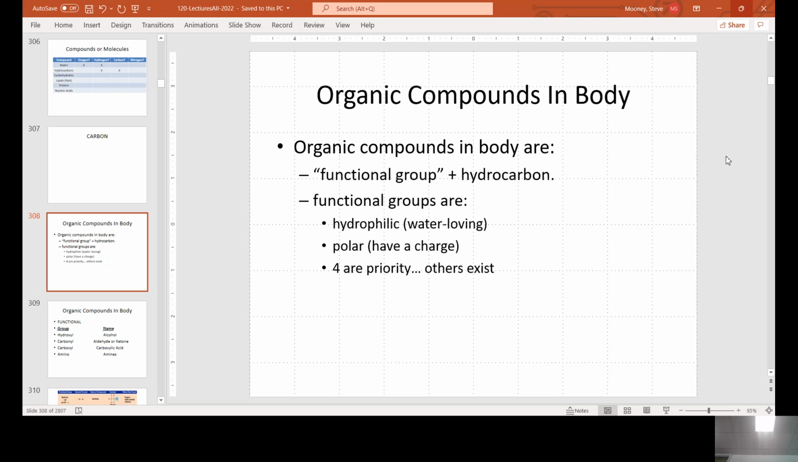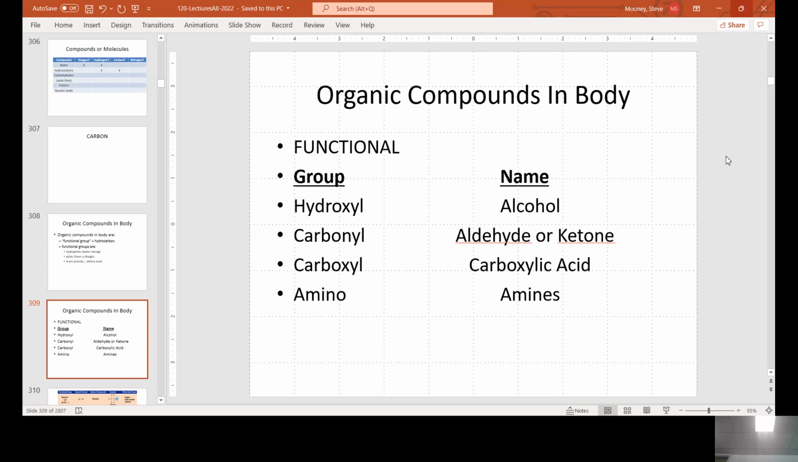So compared to a hydrocarbon, we have the opposite property. Hydrocarbons don't like water, hydrophobic. They don't have a charge. The functional groups have a charge and therefore like water. So the ones we're going to deal with in this class are the hydroxyl group, the carbonyl group, the carboxyl group, and the amino group.